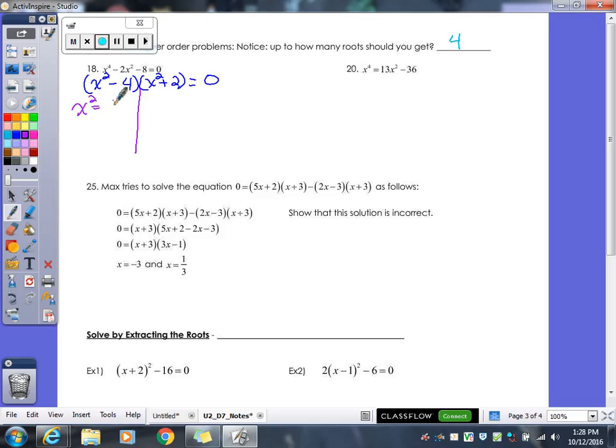So for my first one, I add my 4 over, so I get x squared equals 4. Take my square root, what do I get? X equals plus or minus 2. So there's 2 of my answers, positive 2 and negative 2.